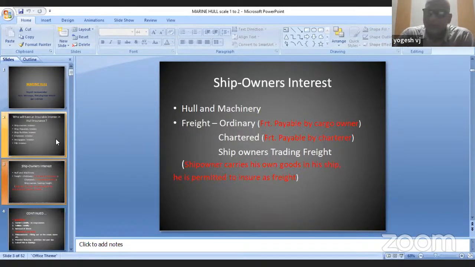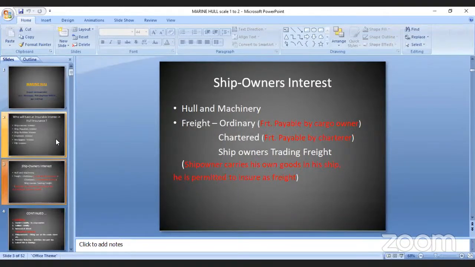So what is basically the ship owner's interest as far as hull insurance is concerned? See, the hull itself and the machinery that is fitted inside it, which propels the hull in whatever direction, in the high seas or in coastal waters, whatever it is. Then comes the second part, which is the freight. Freight is the earnings of the ship. Okay. In simple words, it is rent.